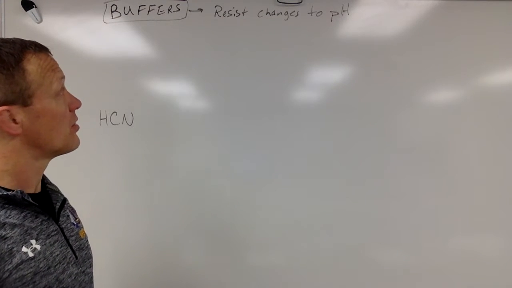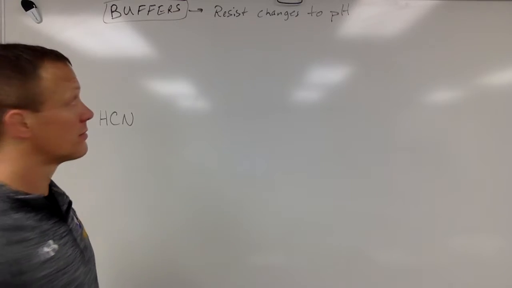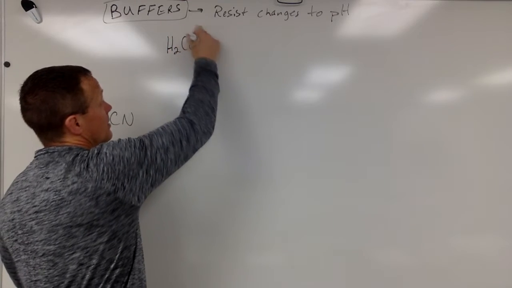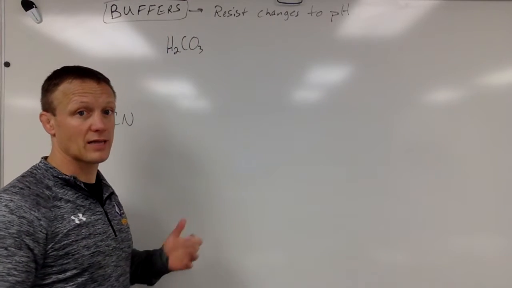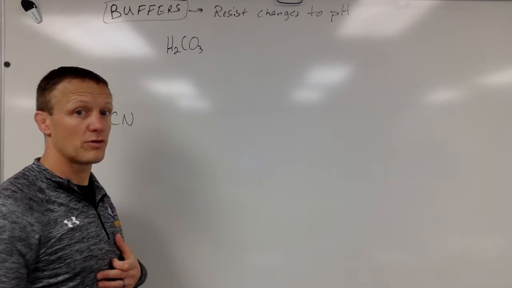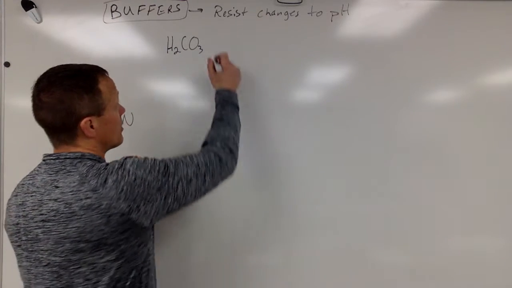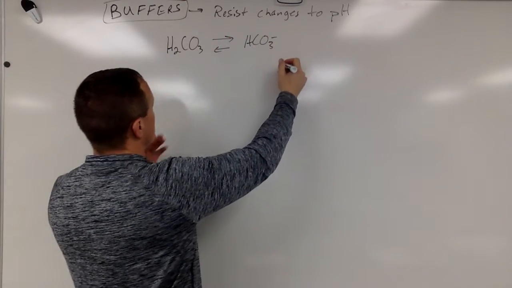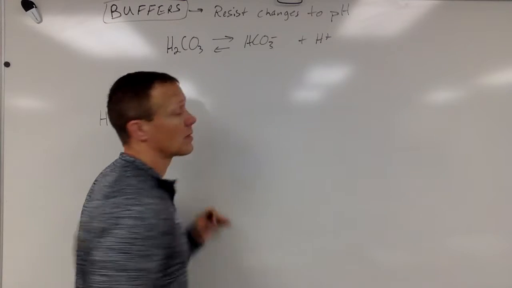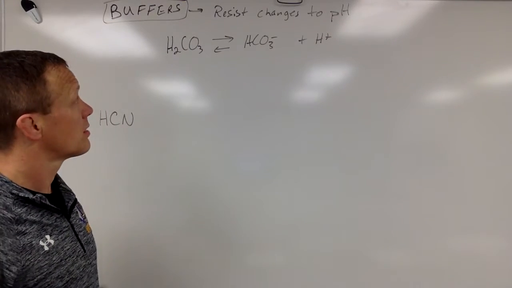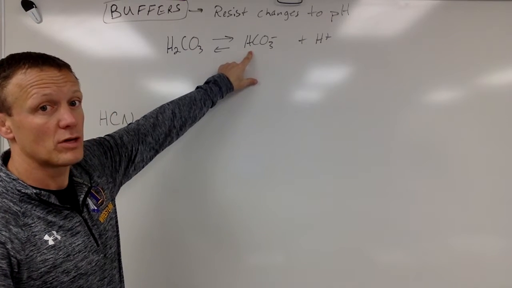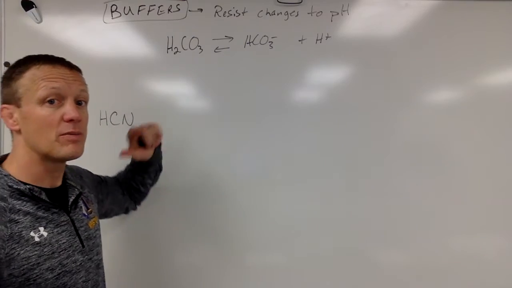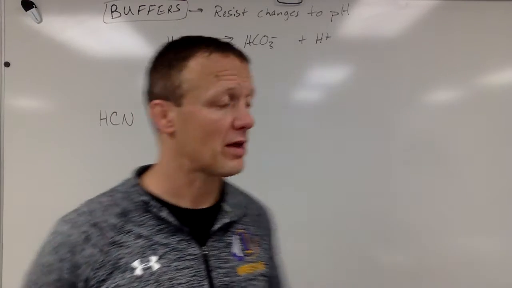Now, a good example of a buffer is in your blood. Your blood has carbonic acid in it, and that is formed from carbon dioxide that builds up from your cells reacting with water. It makes carbonic acid, which can also form a weak base. So you have these weak bases and weak acids floating around your blood to keep your pH around 7.4. We'll talk about that system at some point.